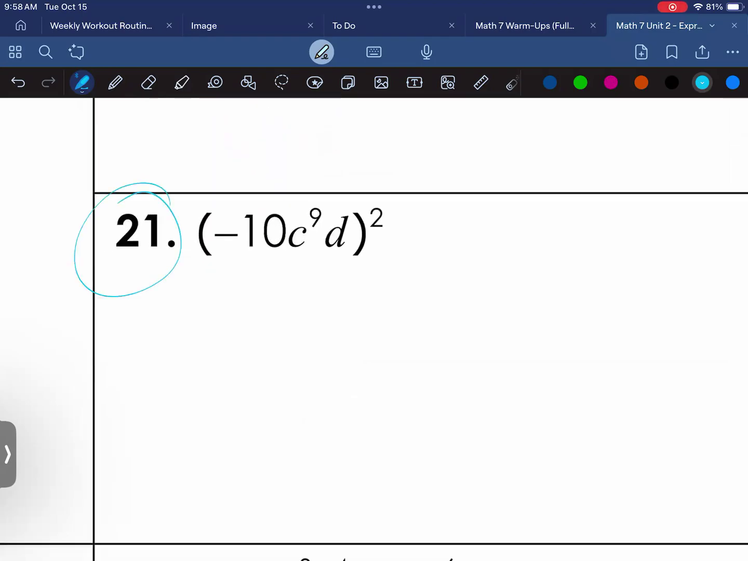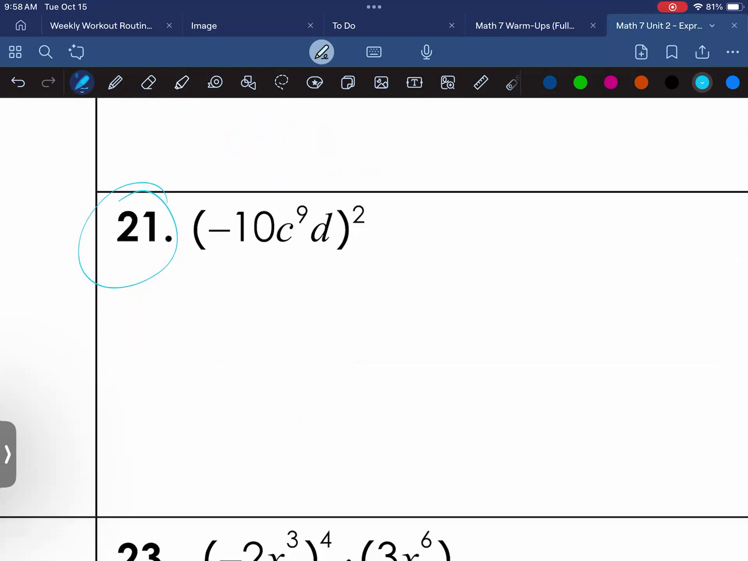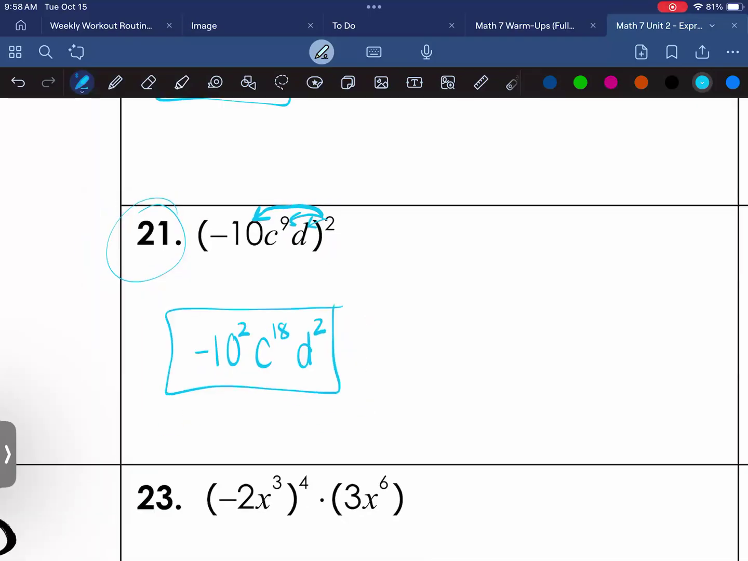Pause the video here. Okay, for this one, you should have distributed the 2 out to everything inside the parentheses, right? So let's bring down that negative sign. And then we have 10 squared, c to the 18th power, and d to the 2nd power. Make sure you got that correct, and if you didn't, you ask for help.